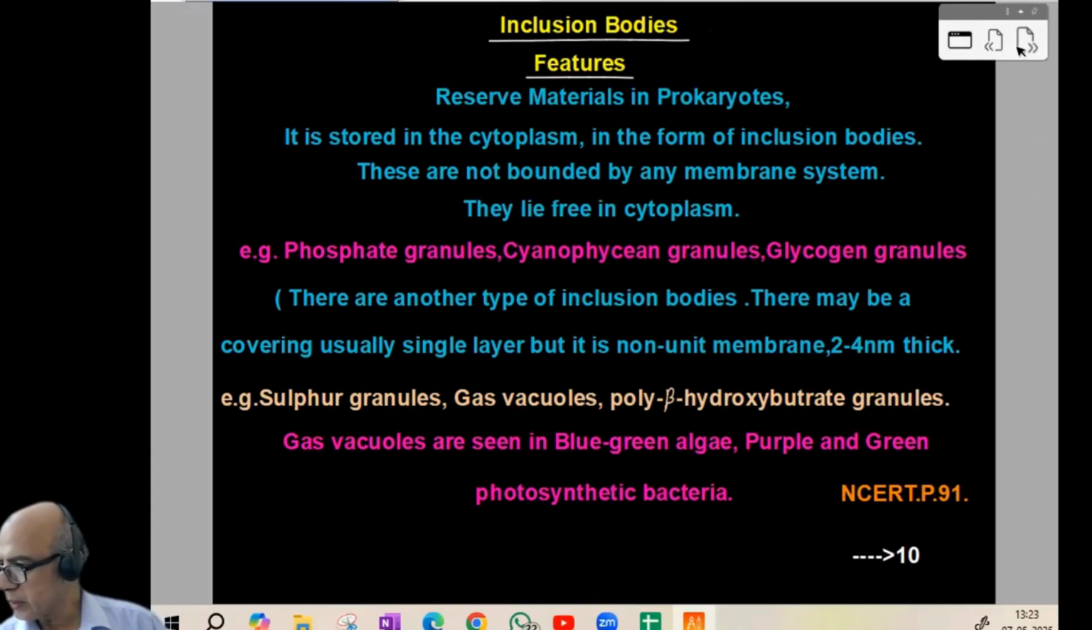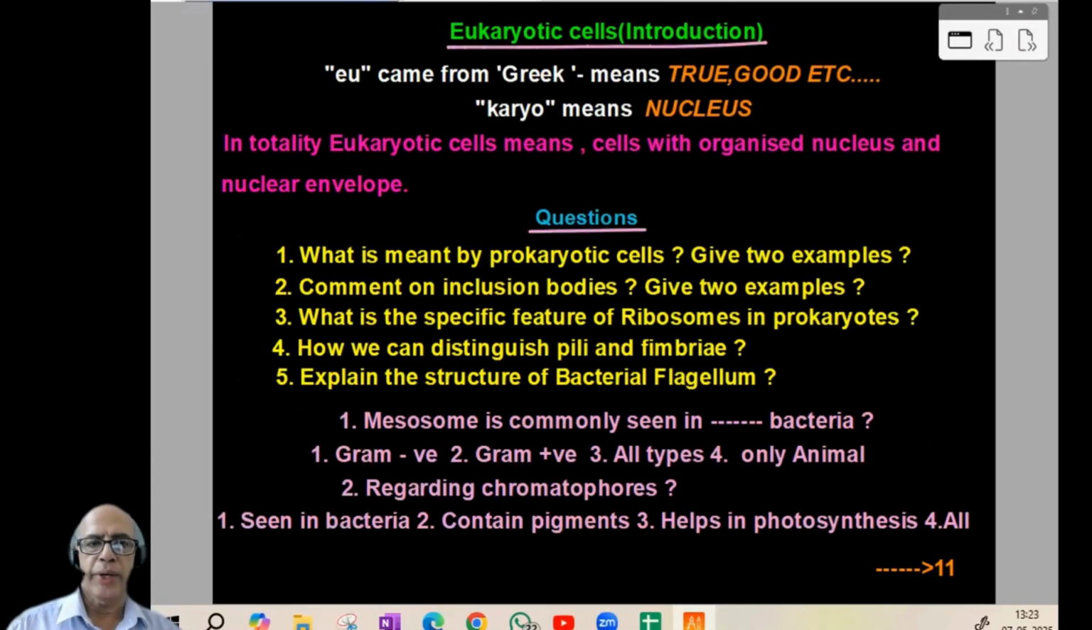Then we enter into the last part, that is the introduction. Eukaryotic cell introduction. Eu came from Greek, meaning true or good. Karyo means nucleus. Eukaryotic cell means cells with an organized nucleus and nuclear envelope.